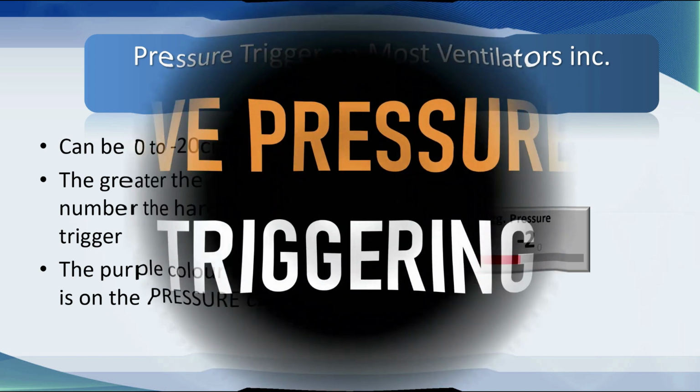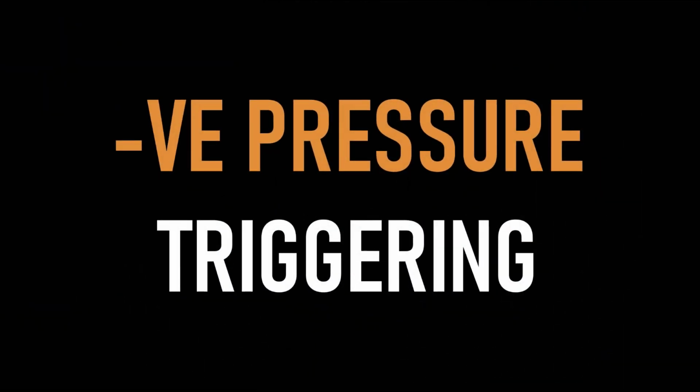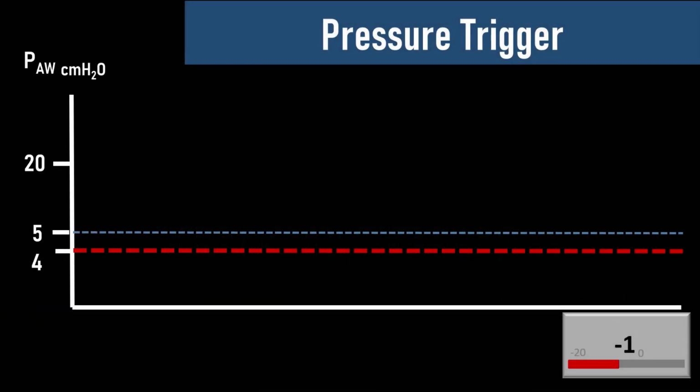So let's have a quick look at negative pressure triggering. In this example, I have the airway pressure on the left-hand side on the y-axis, and you can see that I've drawn in PEEP, which is at 5 centimeters of water, and below that there's a red line that represents the negative pressure trigger, and I've set it at -1. So the patient, in order to trigger the ventilator, just has to generate -1 centimeters of water of airway pressure to get a breath. Let's see what happens.